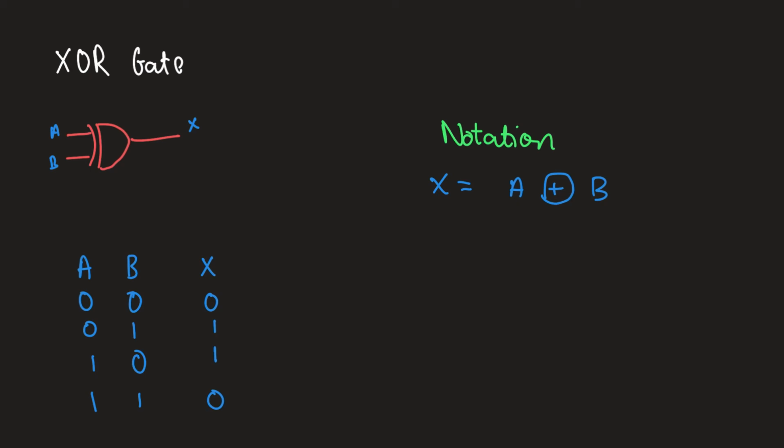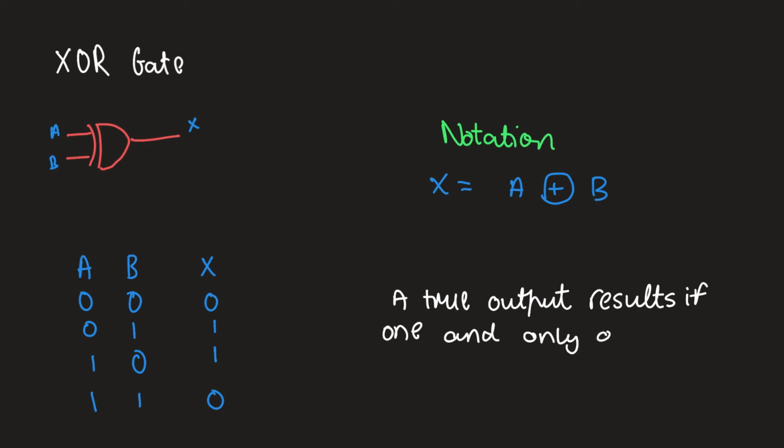If you're still a bit confused, let me just write down a statement that might help you. A true output results if one and only one of the inputs is true. This basically means the same thing as what I said. If only one of your inputs is true, then our output will be true, otherwise it will be false.